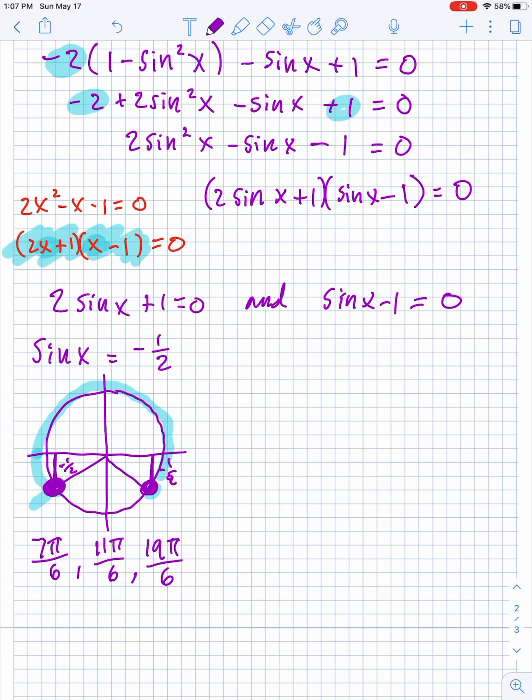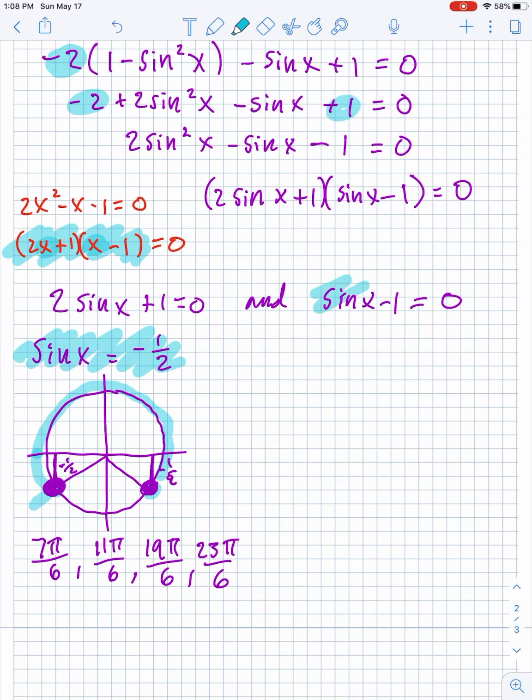Same strategy with this guy right here. Think about going around the circle one more time. So it's 11 pi over 6 plus another full 2 pi, full circle, which is a full 12 pi over 6s. So 11 pi over 6 plus 12 pi over 6, I believe, is 23 pi over 6. Yeah. Whew. Now, you guys, that was just solving this guy right here.